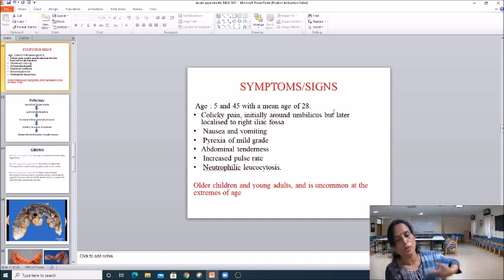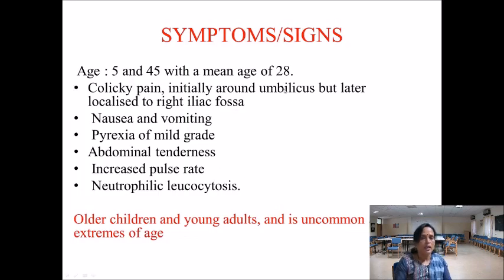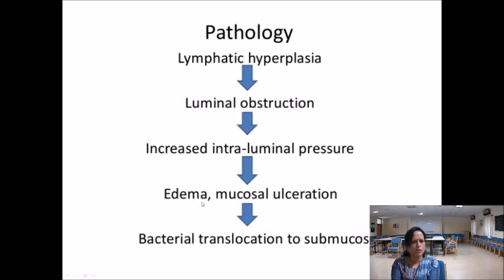Inflammation. You know about the chemical mediators and what causes pain. So colicky pain, initially around the umbilicus but later localized to the right iliac fossa. Nausea, vomiting, pyrexia of mild degree, abdominal tenderness, increased pulse rate, and neutrophilic leukocytosis. All these are the common symptoms, though it could be anything additional apart from these. It is most common in older children and young adults, and uncommon at the extremes of age.